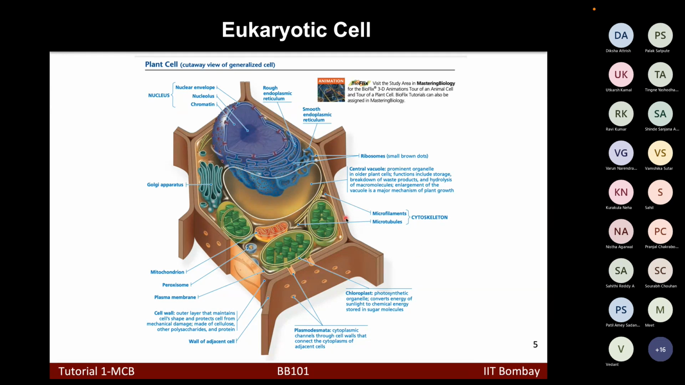And in the case of plant cells, there is an extra organelle which is not there in animal cells, which is the chloroplast. And this chloroplast is involved in the photosynthesis process.